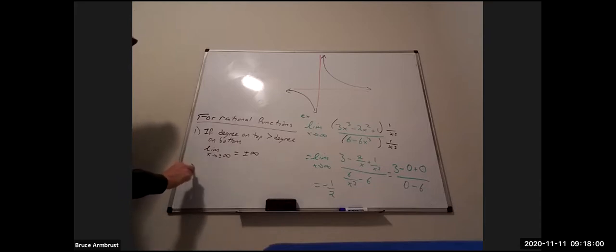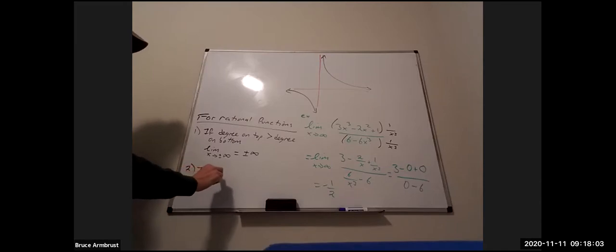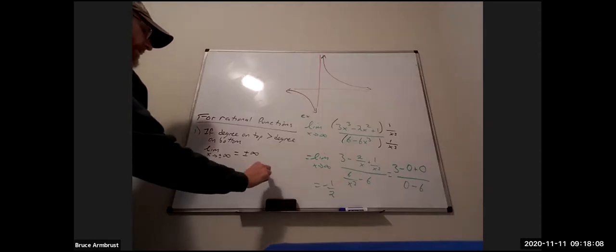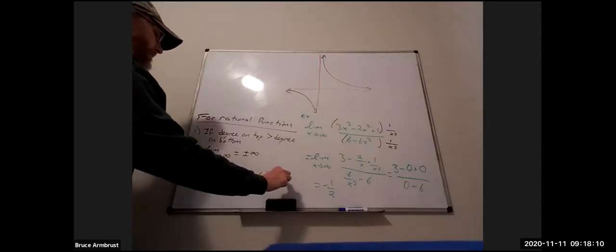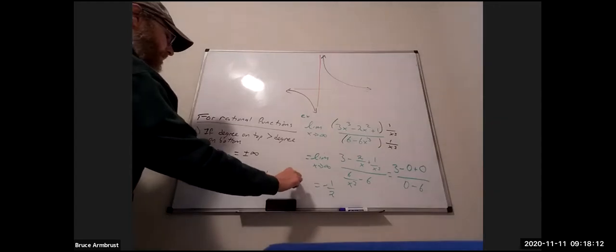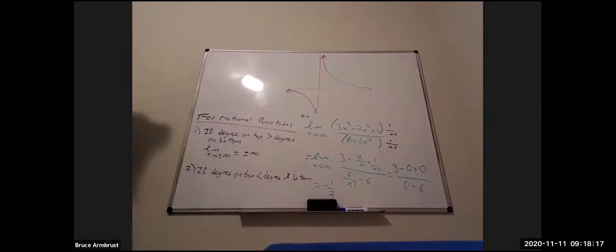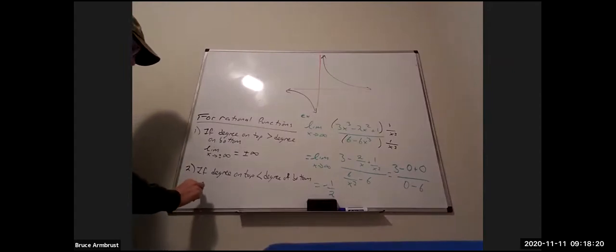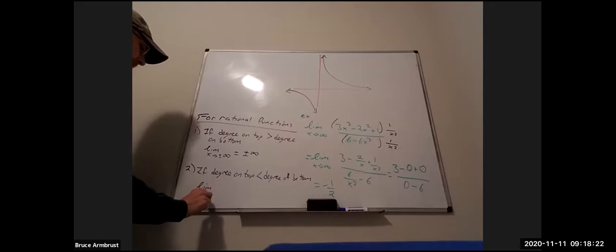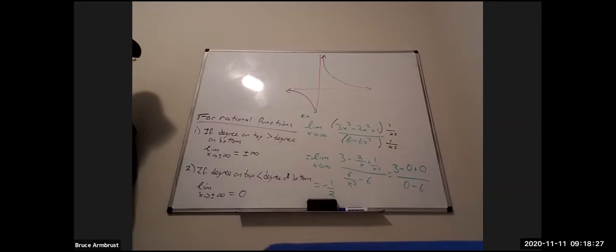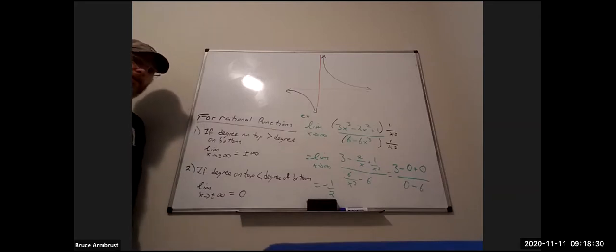Okay, so then the second possibility is if the degree on the top is less than the degree of the bottom. So now we've got an x squared over an x cubed or something like that. This time, your limit as you go to plus or minus infinity is equal to 0. Always. So if the degree on the bottom is bigger than that on the top, your limit's just 0.